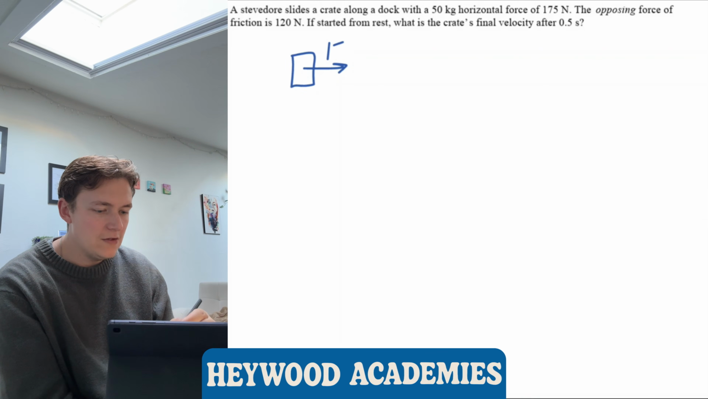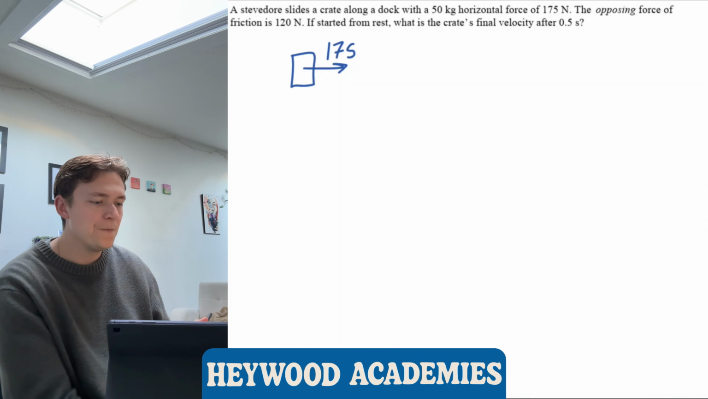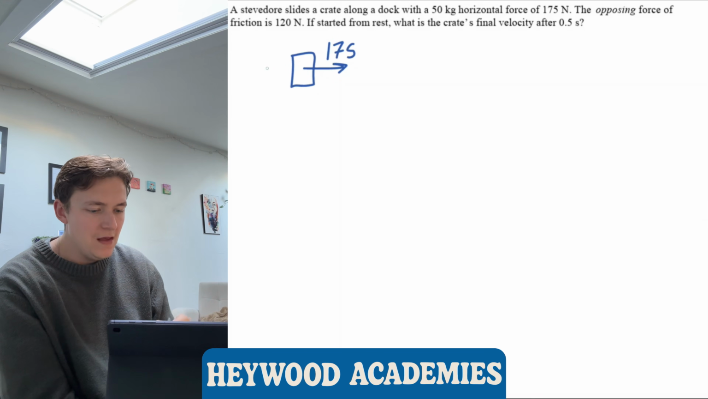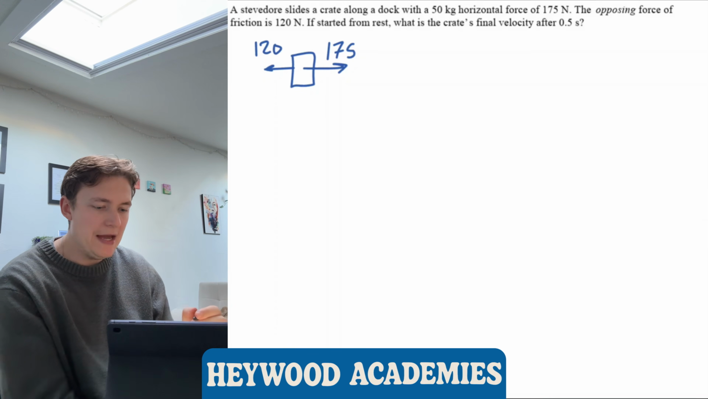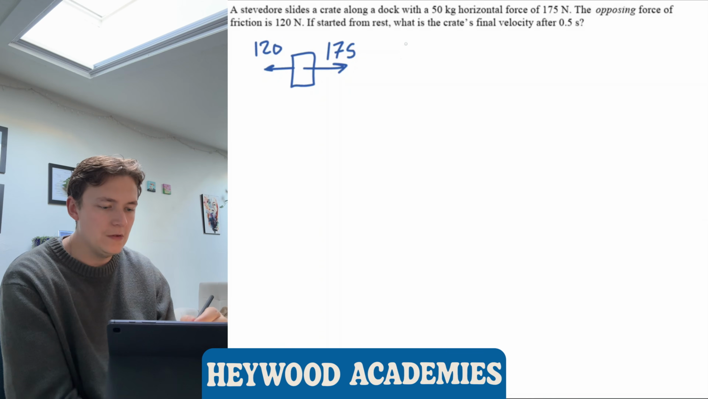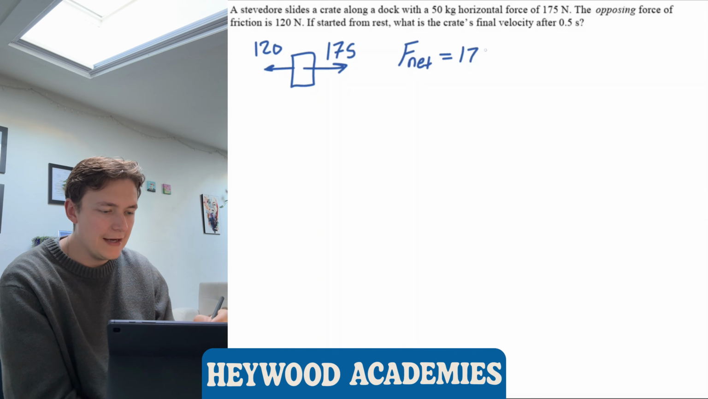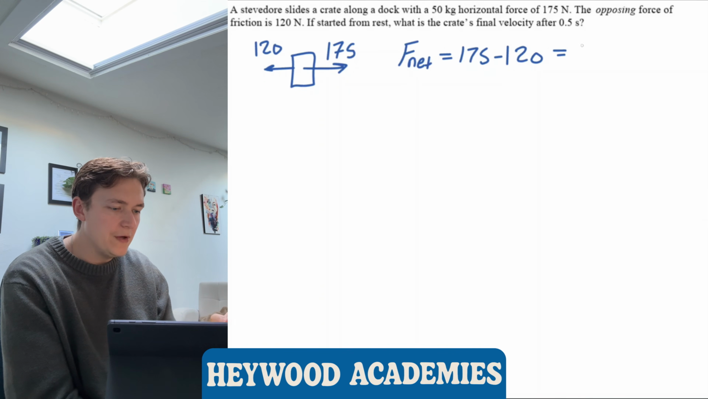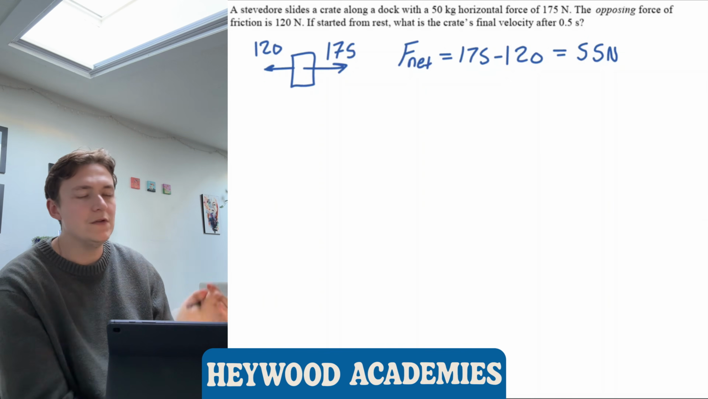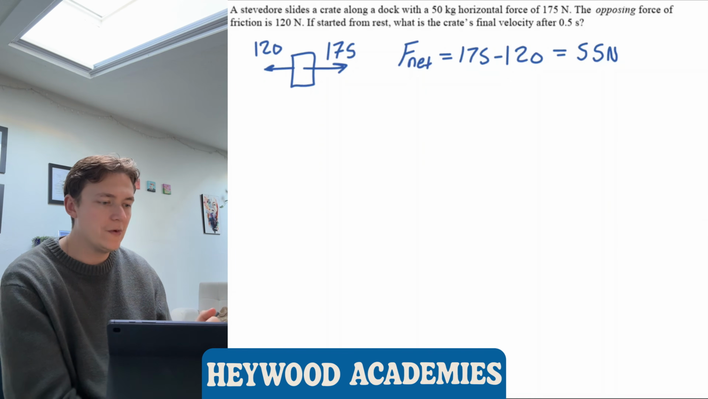So we've got 175 newtons of force going that way. The person is pushing the box with 175, but there's friction which is holding us back by 120 newtons. So the net force in this case is going to be that 175 minus the 120. So we should end up with 55 newtons for that. So the 55 newtons, that's the force that we're going to put in our impulse equation when we do our change in momentum.